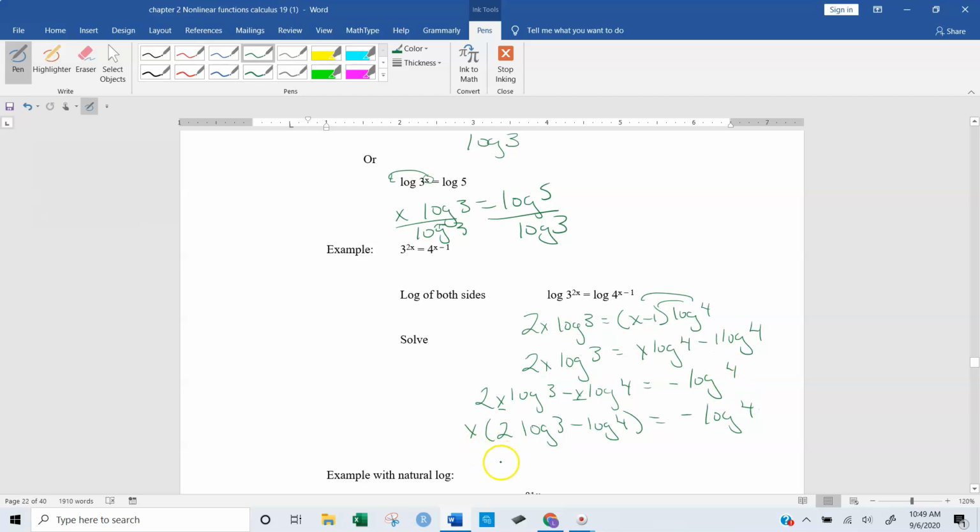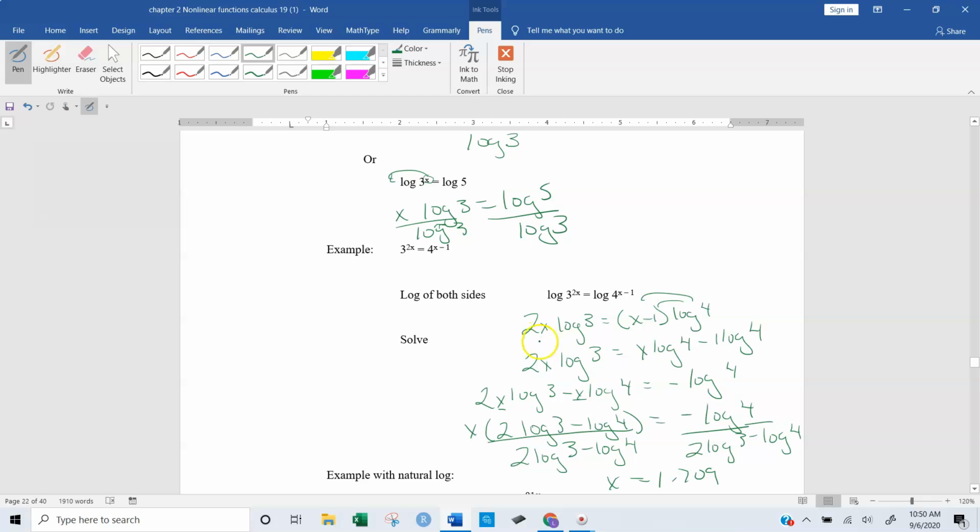Now to get x by itself, we divide by all that ugly stuff. So 2 log 3 minus log 4 is what we're dividing by. Type that all in your calculator, and you get x equals 1.709. Ugly, I agree, but it is not anything different.